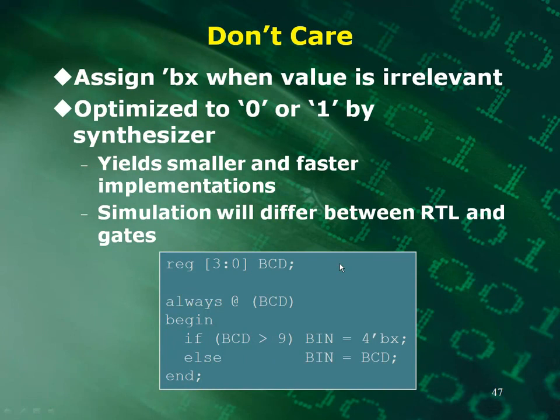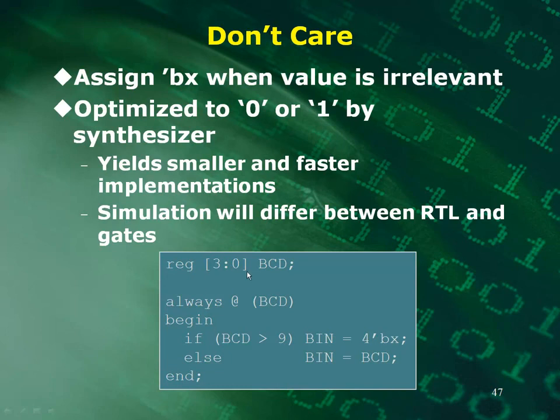Okay. Let's talk about don't care things, like when you want to assign an 'bX when the value is irrelevant. And those will get optimized to 0 or 1 by the synthesizer. And so it'll yield a smaller and faster implementation if you do this. But remember, you'll get a difference between the RTL and the gates, but it won't matter because if they truly are X's, then you don't care what it produces for that particular case.